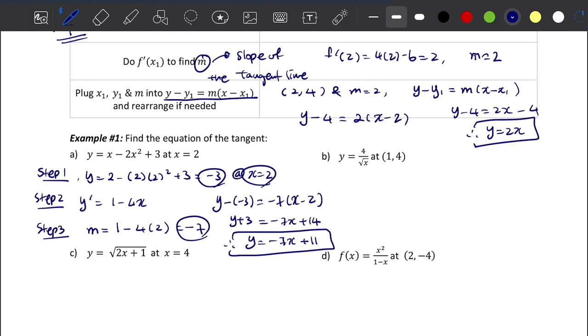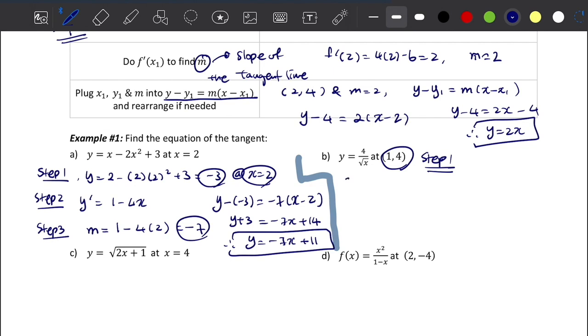Okay, then let's try question B. I hope you guys tried this question already by yourself. So we have y equals 4 over square root x at point (1, 4). So step 1 is already done, right? We know the x point where the tangent line meets this function, and we know the corresponding y value to that x point, right?